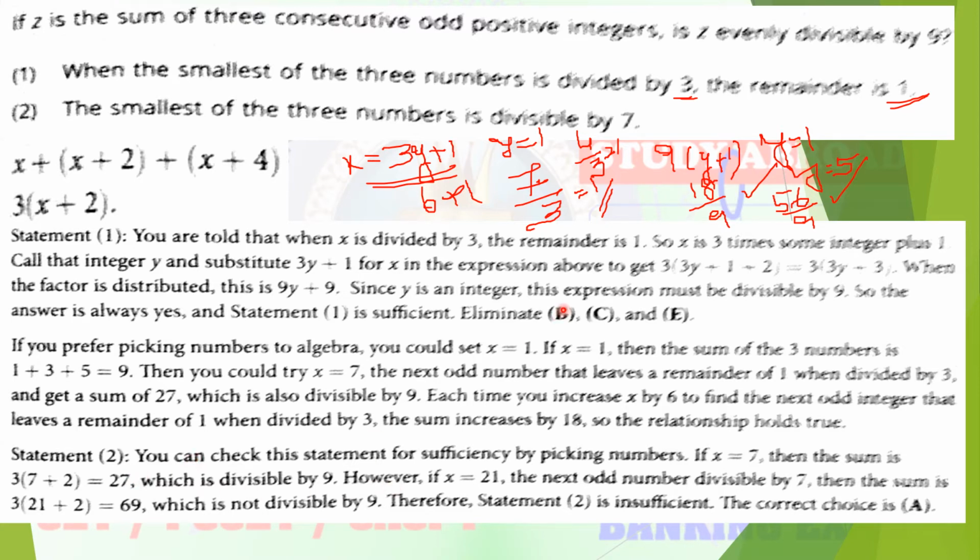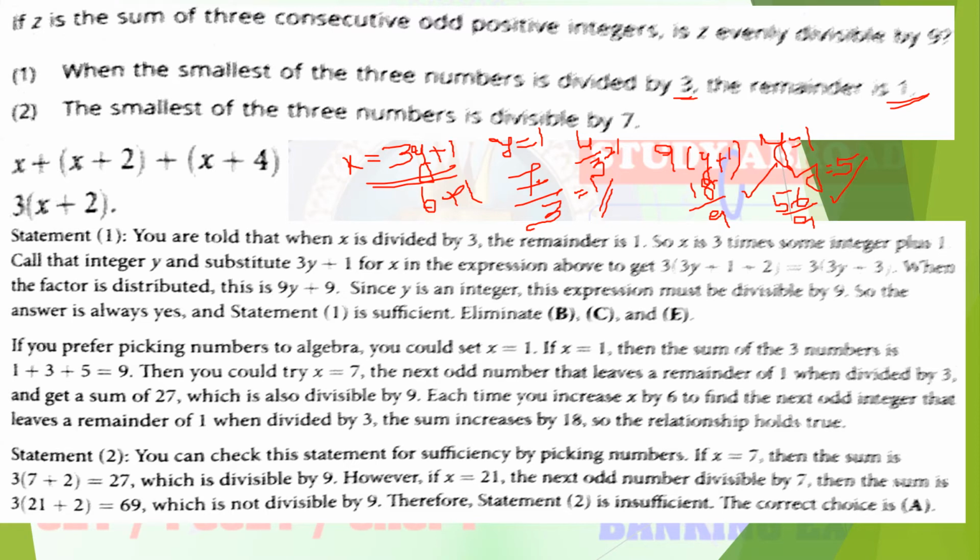So next I will take x is equal to 21. Is 21 divisible by 7? Yes. 7 threes are 21. So I will take x is equal to 21. Then substitute here: 21 plus 2, 23, into 3, 69. So 69, is it divisible by 9? No. Two different answers you are getting from the second statement. So no, the data is insufficient.